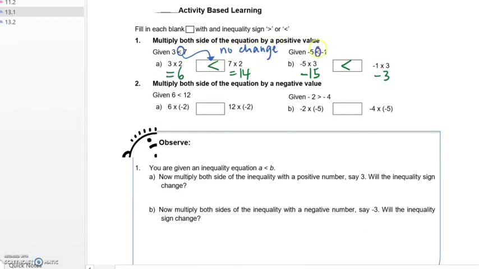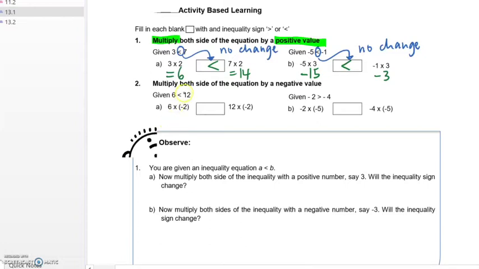Okay, again here, there is no change. Okay, so multiplication, we are multiplying both sides by a positive value will lead to no change in the sign. Let's look at the next case.